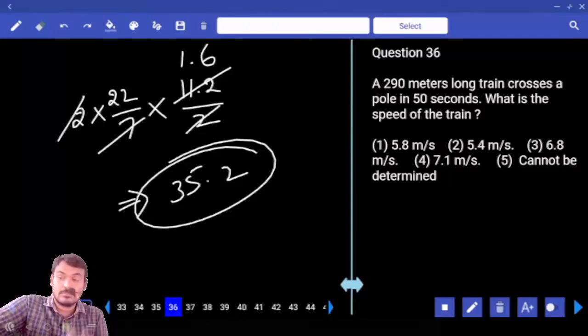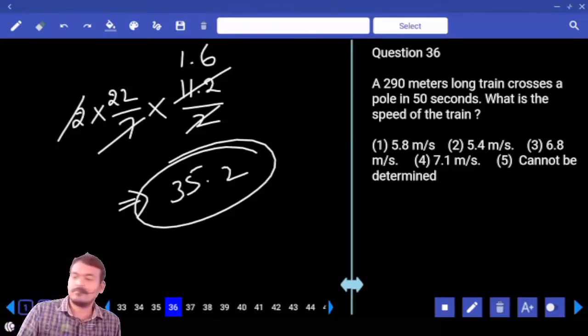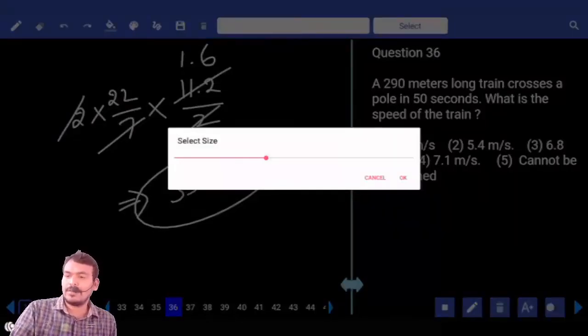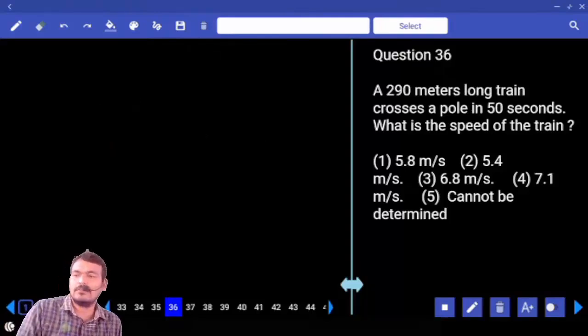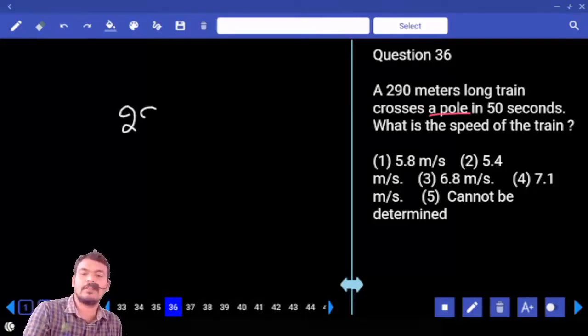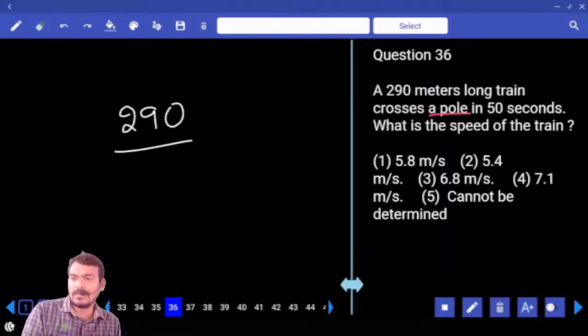Related to the trains concept. A 290 meters long train crosses a pole in 50 seconds. What is the speed of the train? Here the train passes a pole. When a train passes a pole, the total distance is only the train length. What is the train length given? 290. What is the time given? 50 seconds. We require which one?